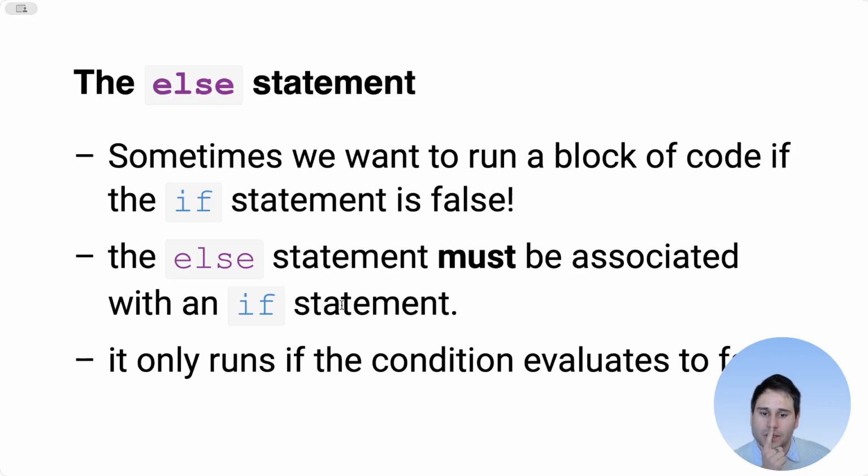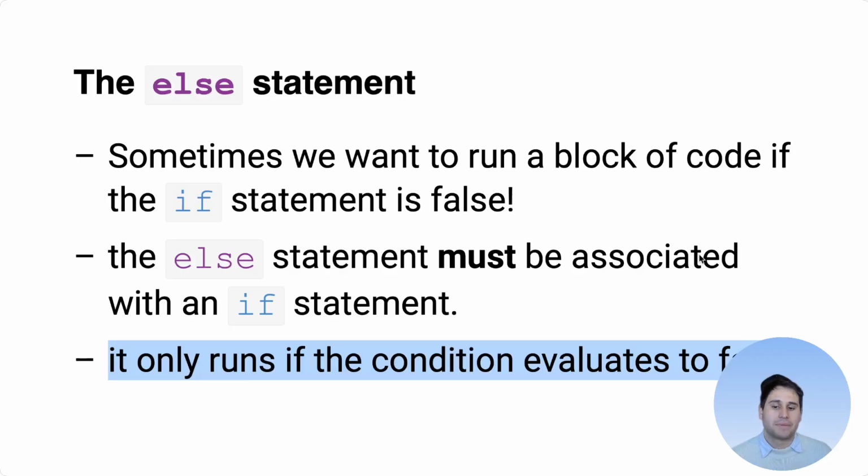So we get this thing called the else statement in C that lets us do that. Every else statement must be associated with an if statement, which totally makes sense, right? Because there's no secondary question to an else statement. So it's like, if you're greater than 18, do something, else, do something else. So you must have an if statement to associate it with. And you only run the code in an else statement if the condition evaluates to false. So only one of the two will run.